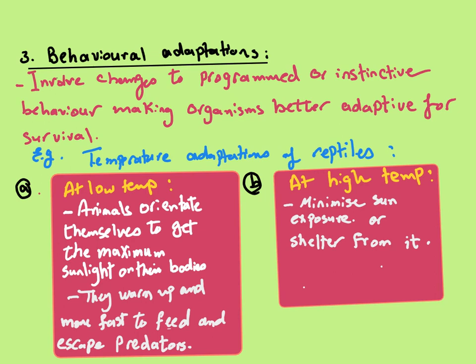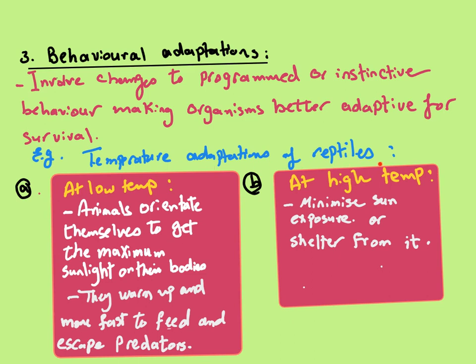We have another example here for behavioral adaptation, like change to programmed or instinctive behavior, making the organism better adapted for survival. So the organism changes some of its behavior, like estivation that happens in summer for organisms that live in the desert to hide from very hot weather. Also, the hibernation that happens to frogs and other animals, where they reduce their physiological processes in order to adapt to live in very low temperatures.